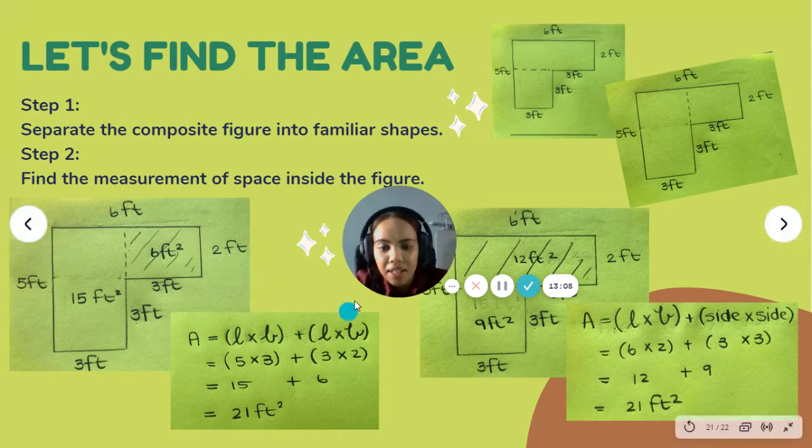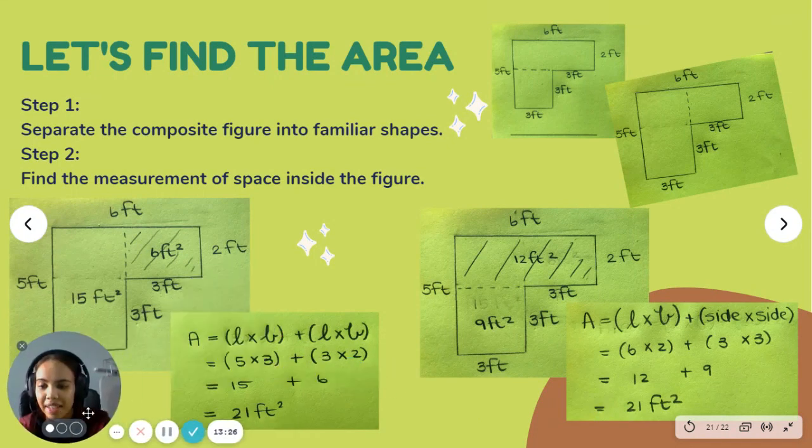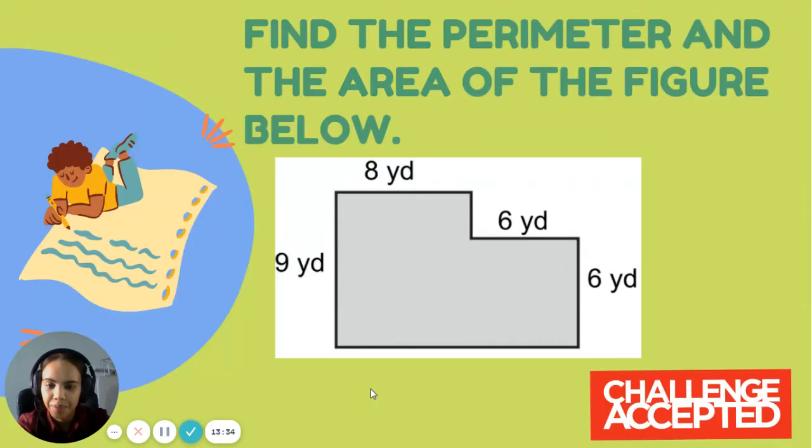And then the opposite, if you wanted to work with a square and a rectangle, then you had to calculate 6 times 2 is 12, and 3 times 3 is 9. If I add 12 and 9, I get 21 feet squared. So look at that. No matter how you cut it, your answer would still be the same. Make sure to find the unknown lengths.